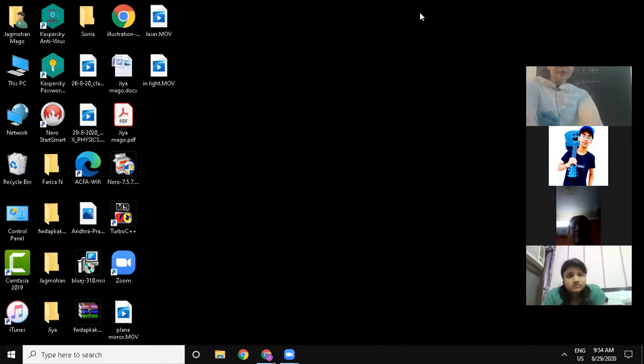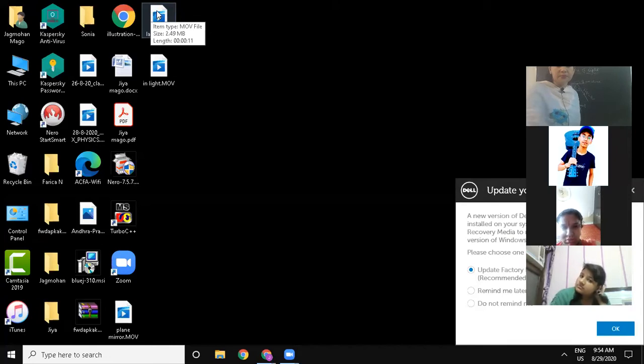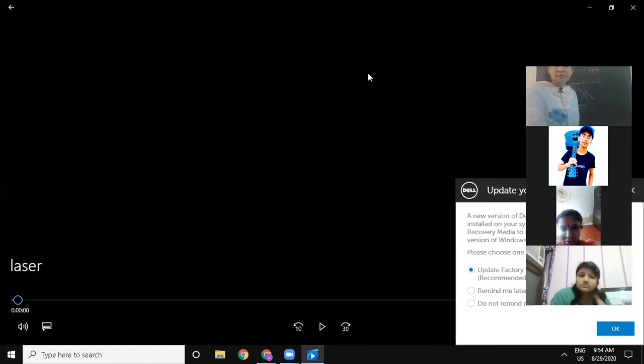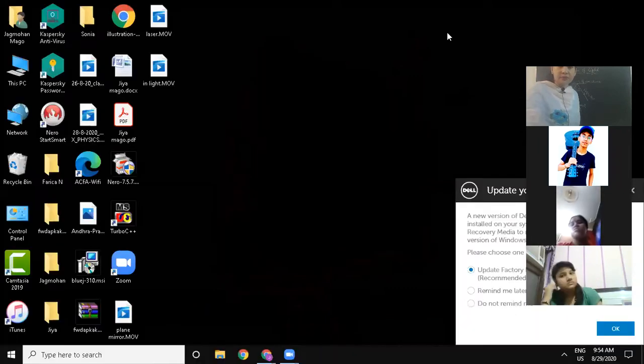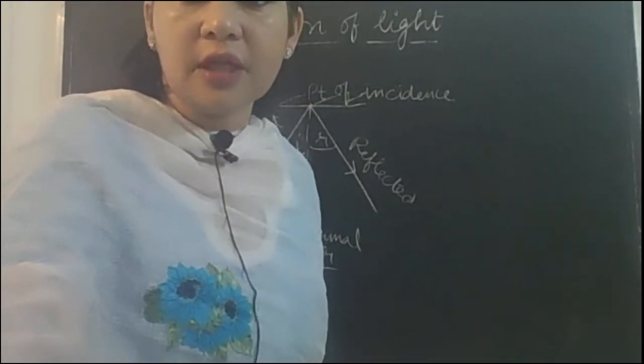Okay, one more thing I want to show. In dark, when we see, what kind of view do we see? Note that also. See, the angle of incidence is small, the angle of reflection is also small. When I increase the angle of incidence, the angle of reflection also increases so much. Okay, so this is the view in dark. I hope this is clear to you now. Okay.